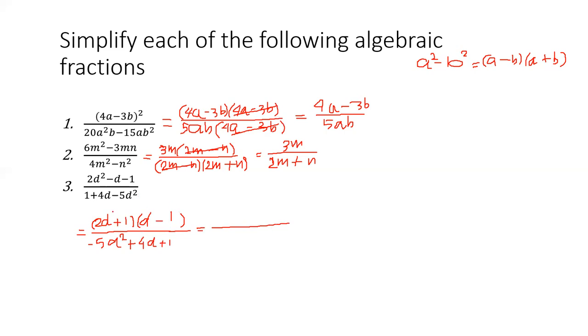The numerator is still 2d plus 1 and d minus 1. Now we need to write down the negative on the outside. In brackets it becomes 5d square, minus 4d and minus 1. Okay, we don't do anything to the numerator, still 2d plus 1 and d minus 1.